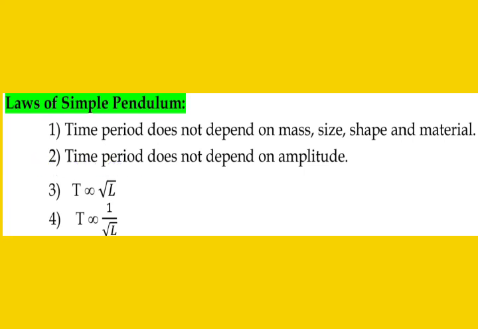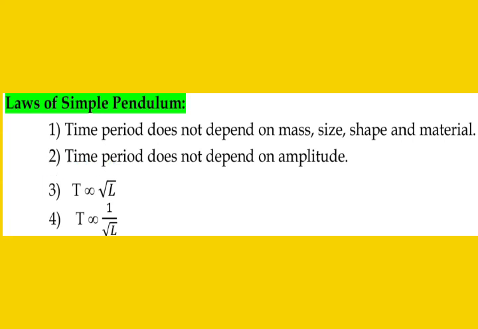Second, time period only depends on the square root of the length of the simple pendulum. Time period is inversely proportional to the square root of acceleration due to gravity. These 3 points are called the laws of simple pendulum. You will get these from the equation.